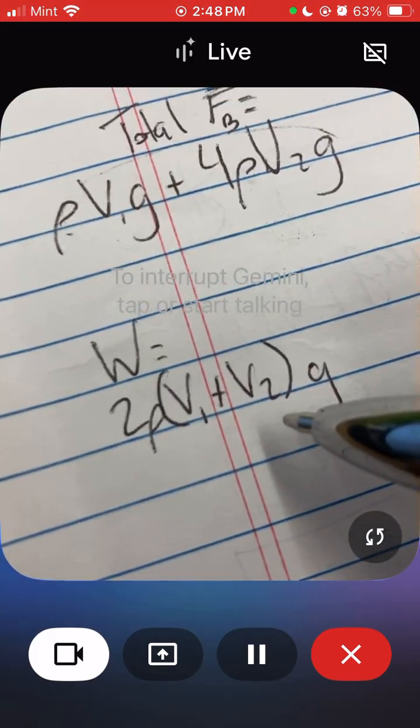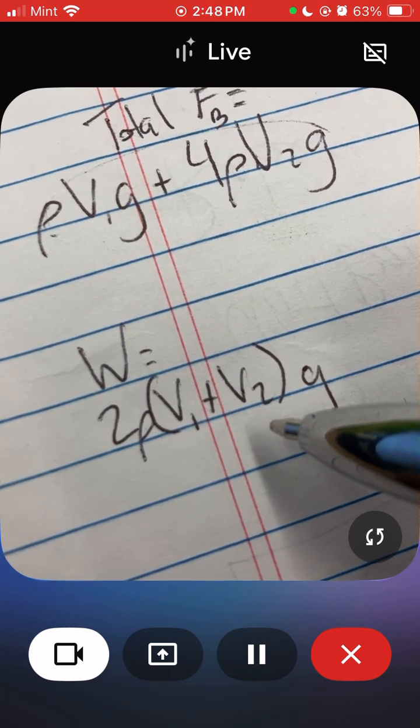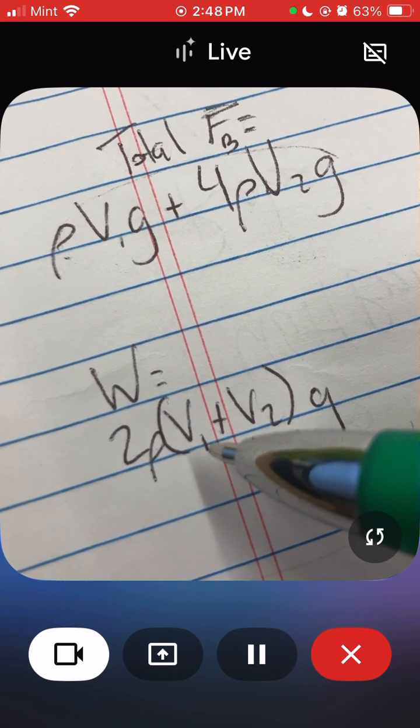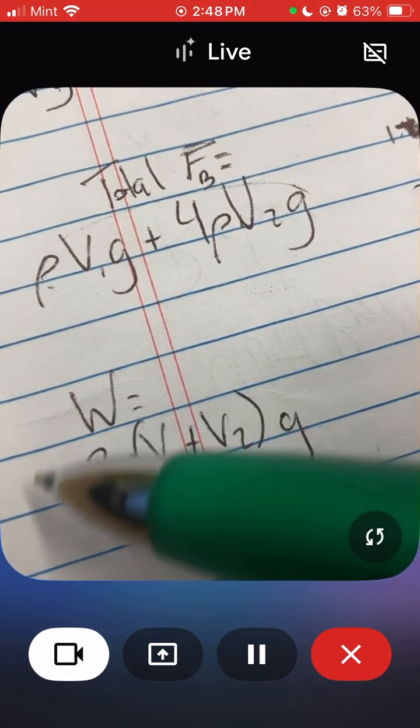The weight of the object is equal to its mass times the acceleration due to gravity. The mass of the object is density times volume, and we know the object's density is 2 rho. Since the object is fully submerged, its volume is V1 plus V2. So the weight of the object is 2 rho (V1 plus V2) g.